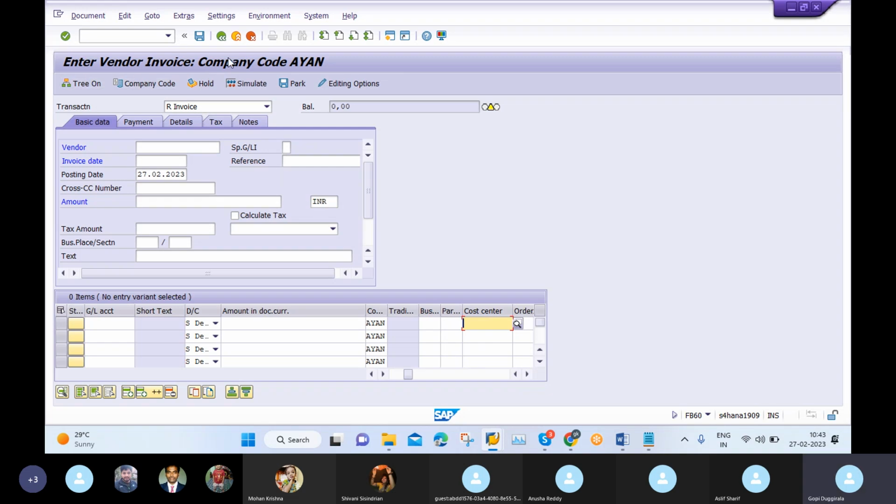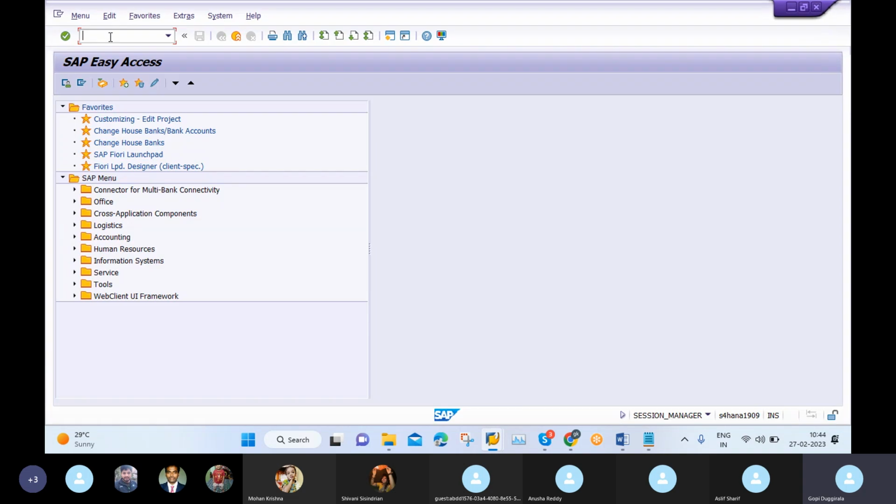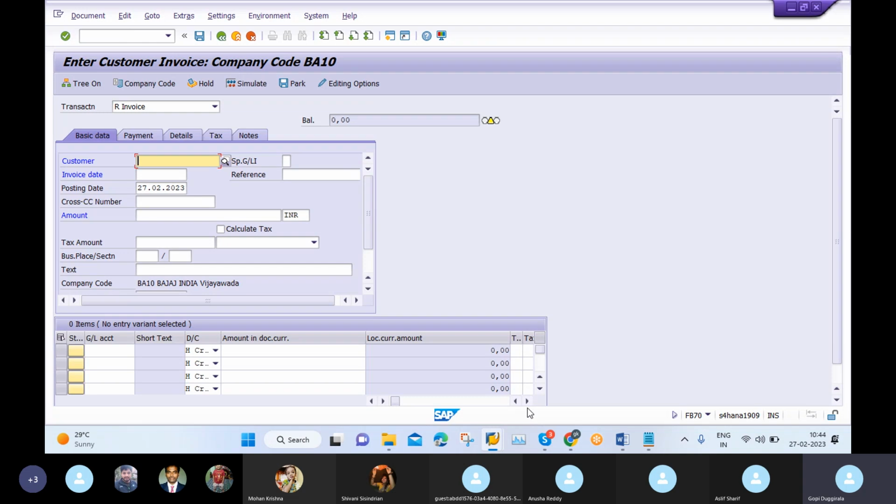But the thing is, while posting any vendor invoice, the important thing here is cost center. Then one more question: if I want to post one sales invoice, what is the basic thing from the controlling point of view? Profit center. It means cost center, profit center. Why? For example, I will show you. If I want to post one sales invoice, FB70, right? In FB70, cost center also comes into the picture.